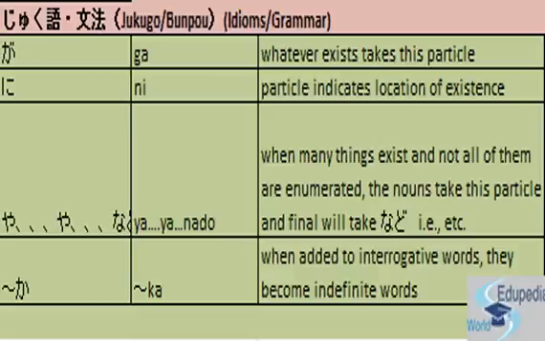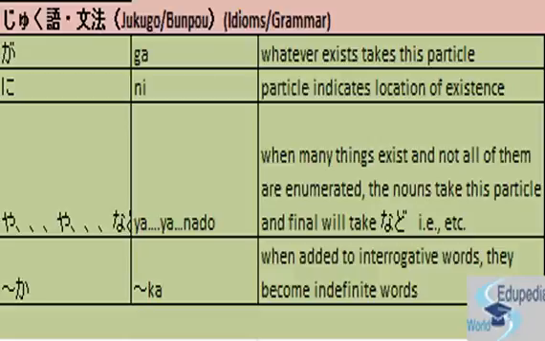Next session is Jukugo Bumpo, idioms and grammar. So here we will learn 4 different types of grammar. The first one is ga. Whatever exists takes this particle. The difference between ga and wa is that wa is the topic marker, but ga is the subject marker.